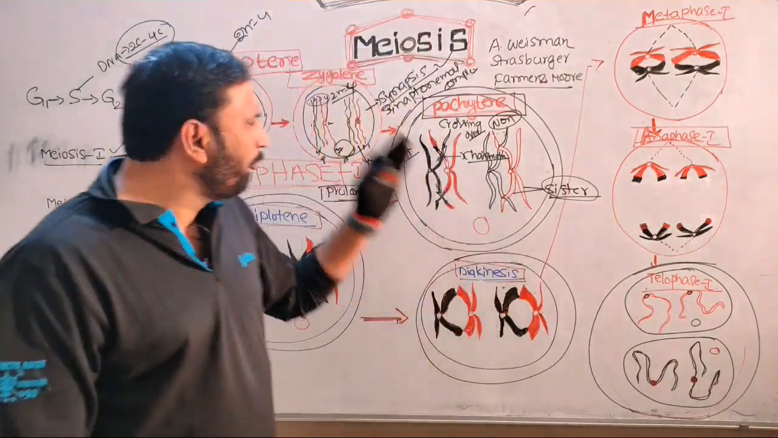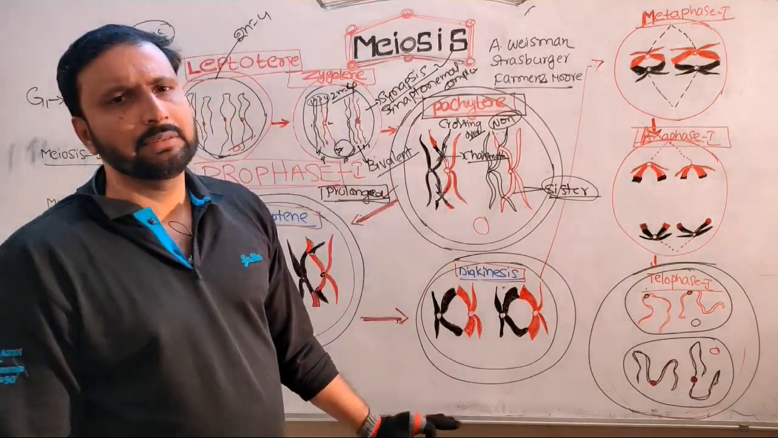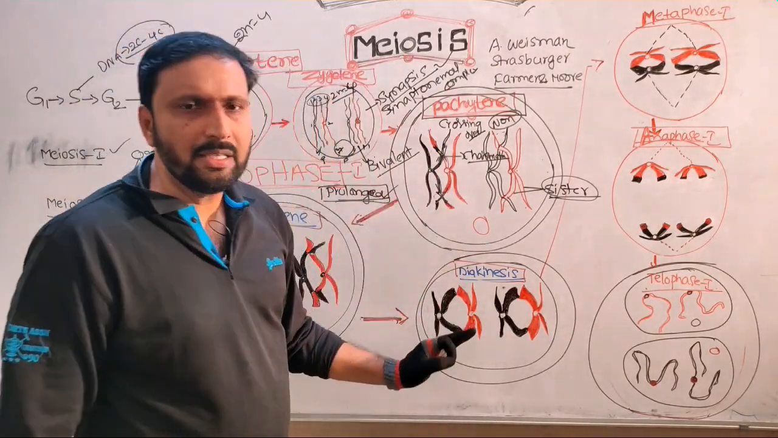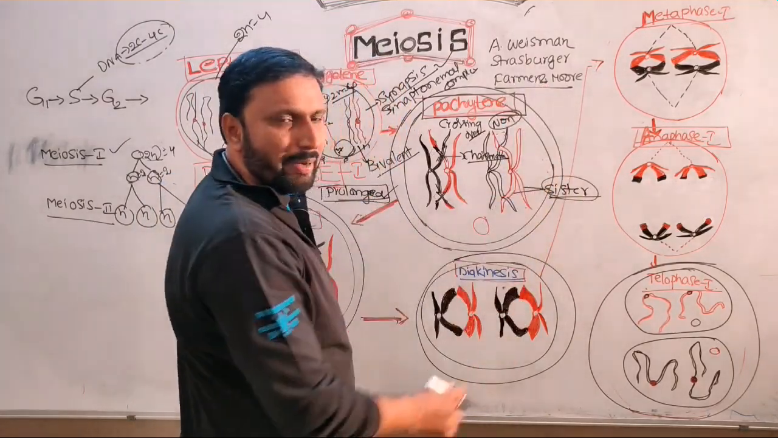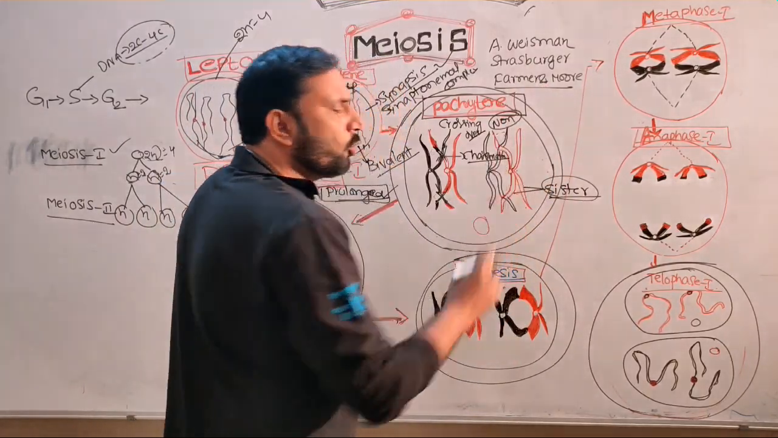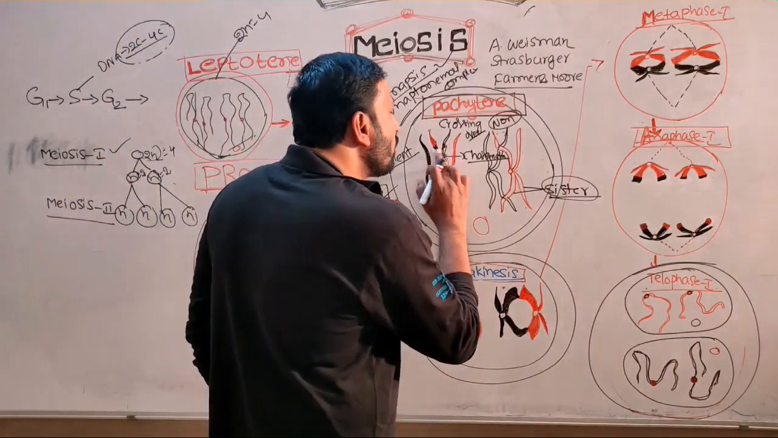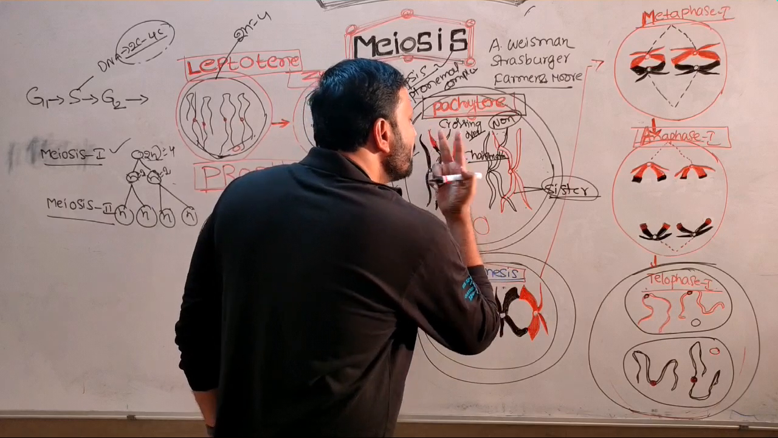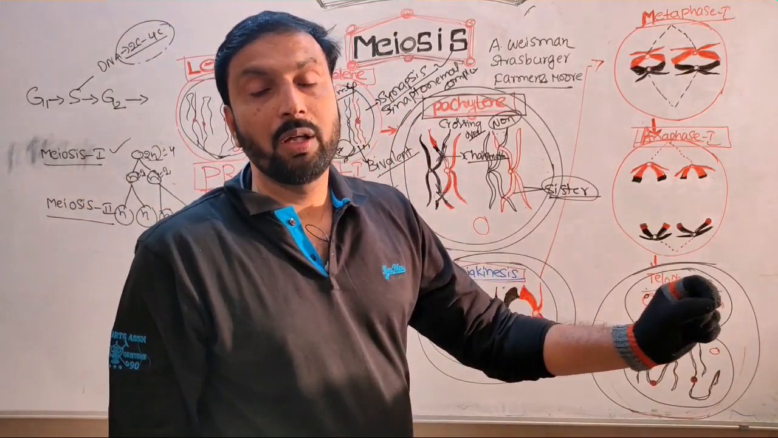Here in prophase 1, the most significant phase is the pachytene. Because in the pachytene, the chromatids of the same chromosome are called sister chromatids. Chromatids of different chromosomes are called non-sister chromatids. These non-sister chromatids exchange their parts mutually. That process is called crossing over.